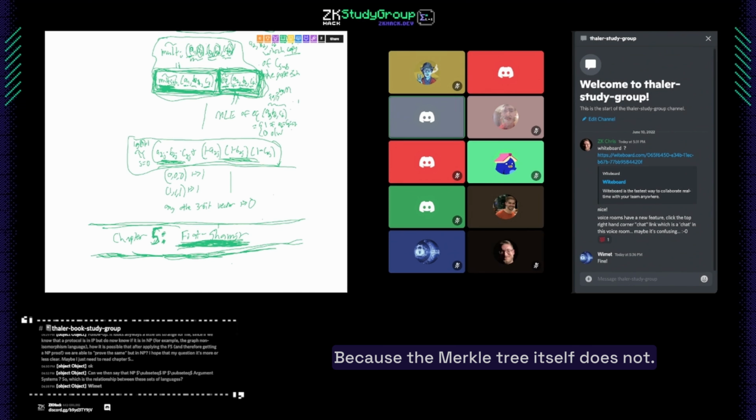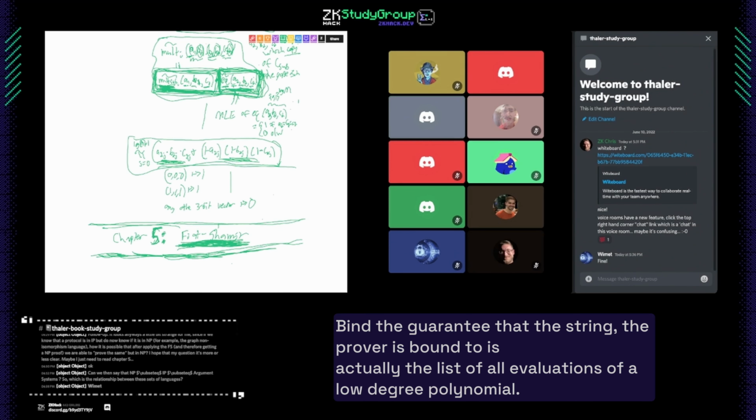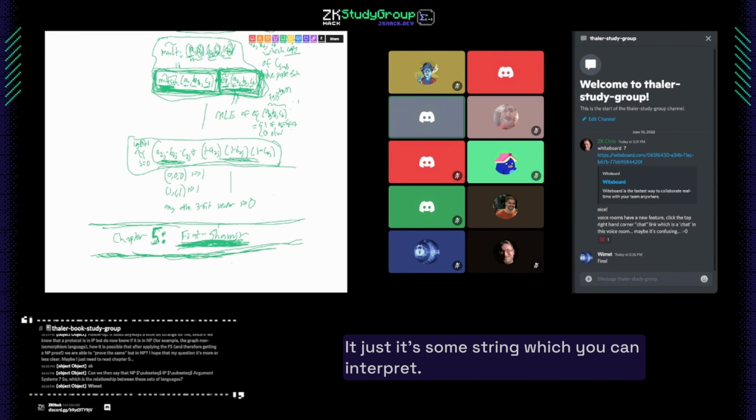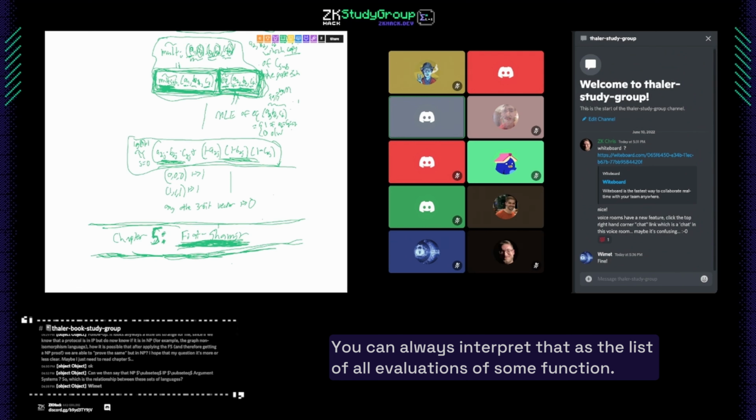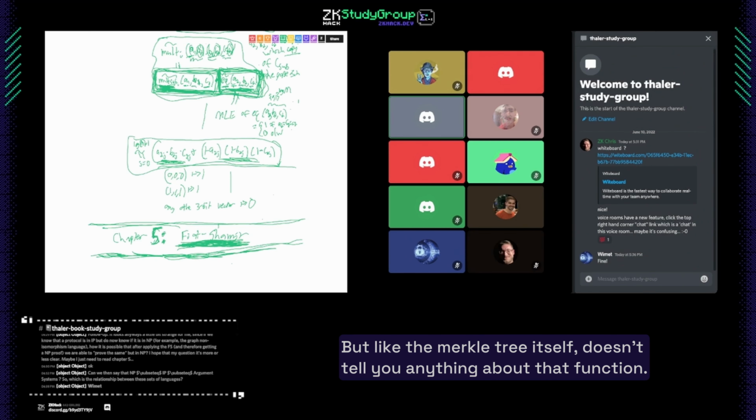Because the Merkle tree itself does not guarantee that the string the prover is bound to is actually the list of all evaluations of a low degree polynomial. It's some string, which you can always interpret as the list of all evaluations of some function. But the Merkle tree itself doesn't tell you anything about that function.